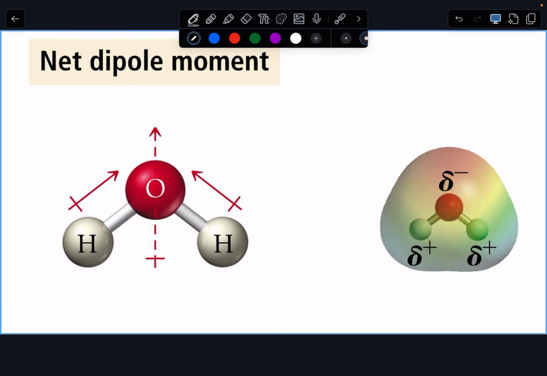So oxygen and hydrogen do have a difference in electronegativity. It's about 1.4, I think. But the two bonds are not positioned in a way to cancel each other out. So it still maintains that appearance of having partial charge.